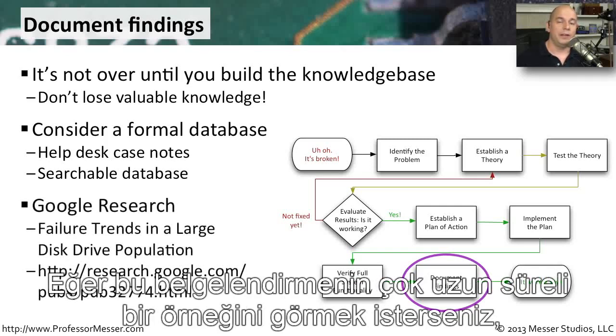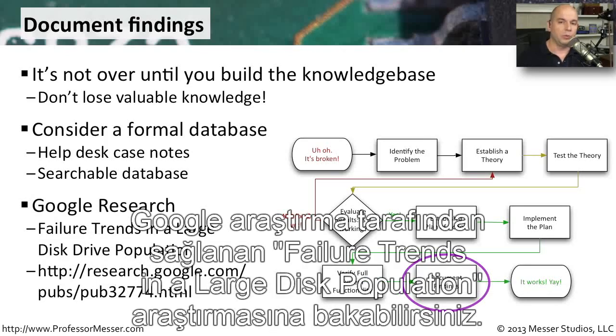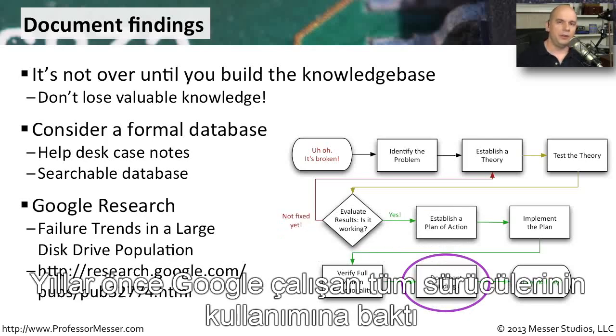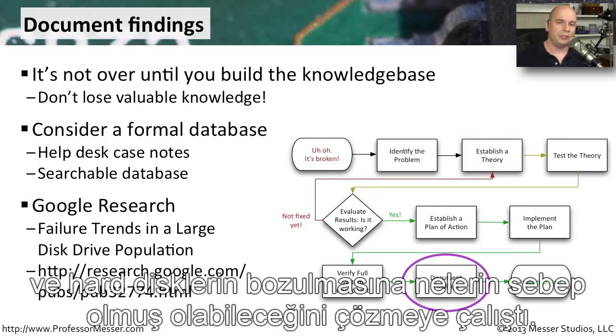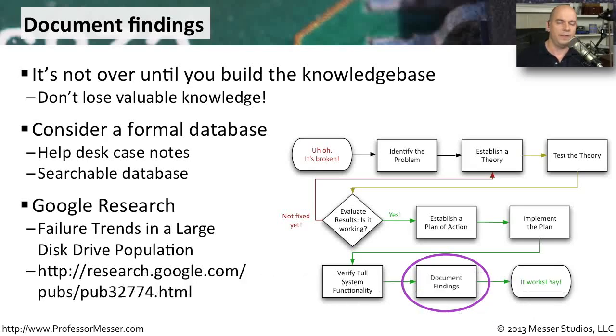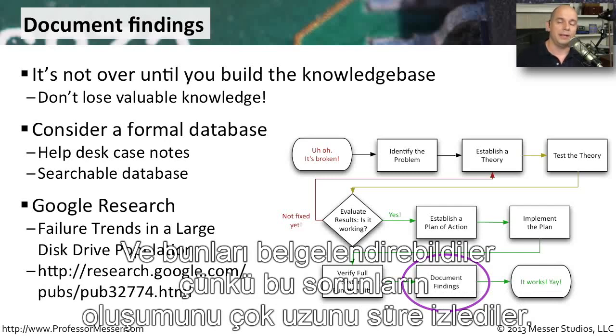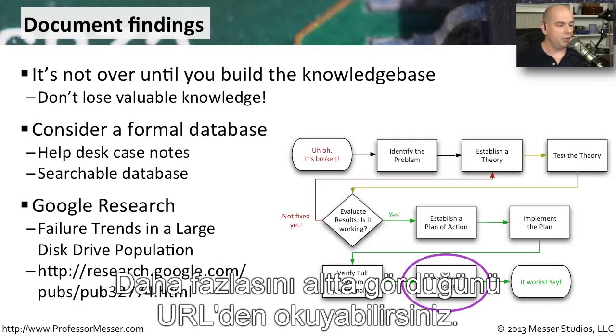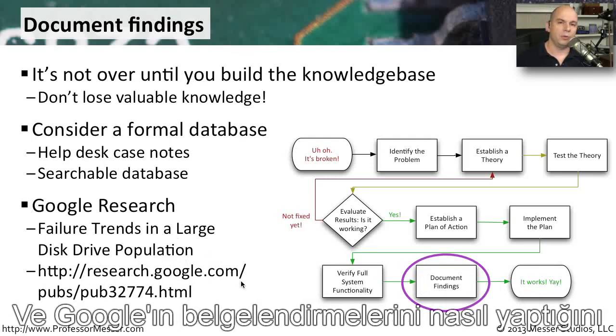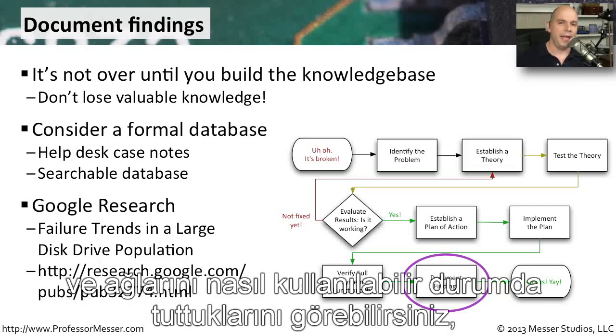If you want to see what very long-term documentation can provide, a good example is this document from Google Research that is failure trends in a large disk drive population. A number of years ago, Google looked at all of their hard drive usage, determined where the failures happened to be, and tried to make some determinations of what they saw occurring with those systems prior to the hard drives failing, and they were able to document this because they were looking at these problems over a very long period of time. You can read more about it with this URL right here at the bottom, and you can see how Google was able to take their documentation and use that information to make their network more available.